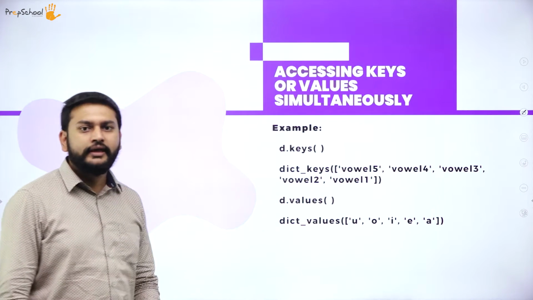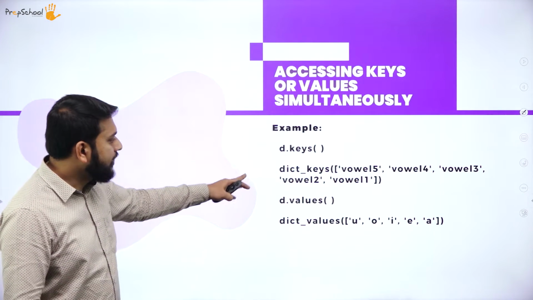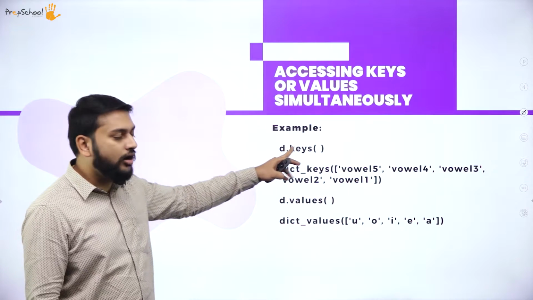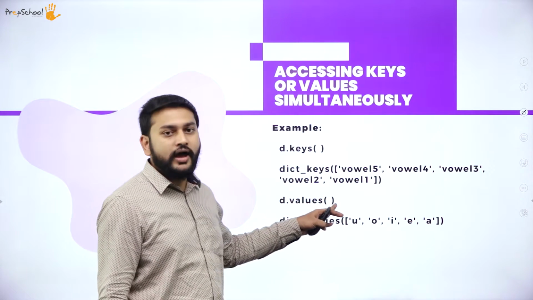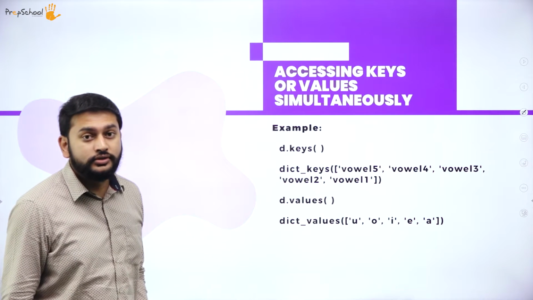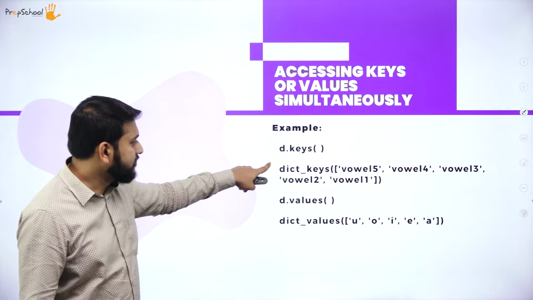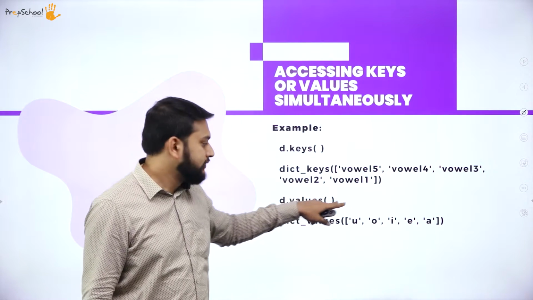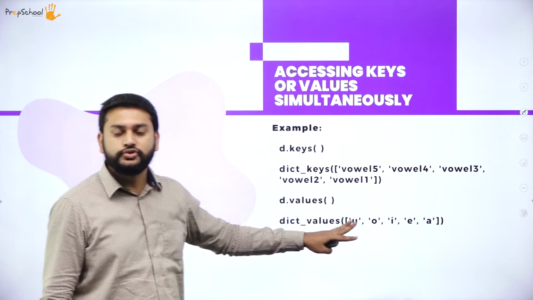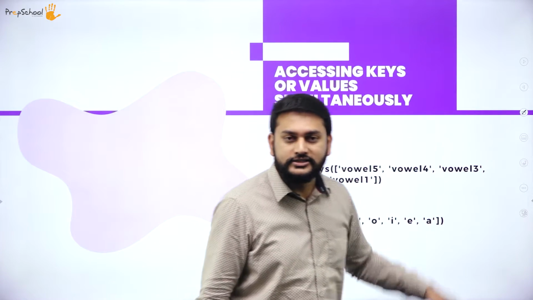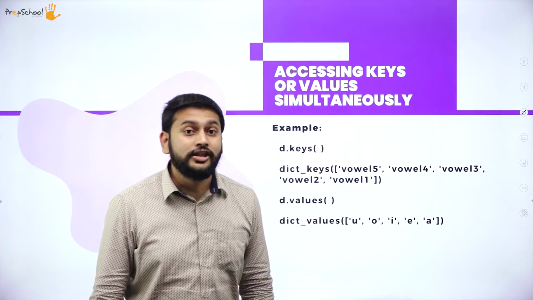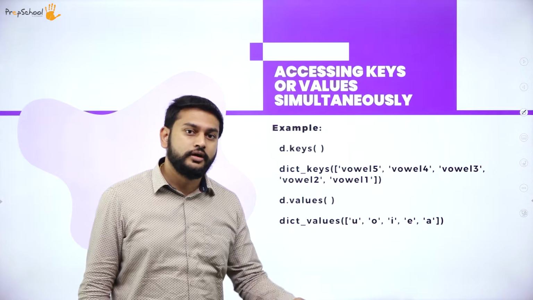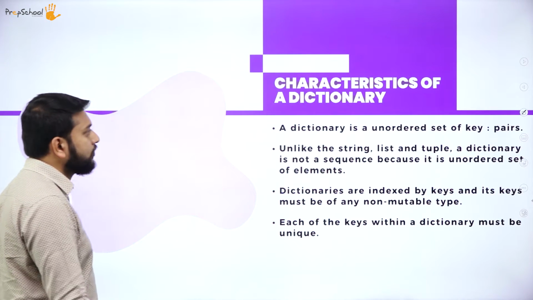Moving on to the next one. This is the example that I was speaking about. Guys, you have d.keys and dictionary.values, that is d.values. This function will give you only the keys. This function will give you only the values. So this is what you need to understand: d.keys, d.values. Those are function names.